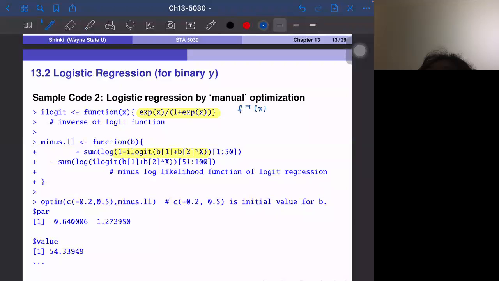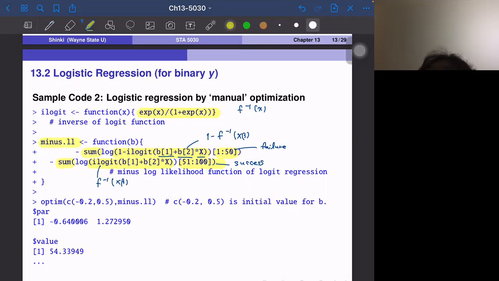So yeah, you can see that this part is 1 minus f inverse of x beta. So that is beta naught plus beta 1 times x. So here beta naught is b of 1 and beta 1 is b of 2. Then actually the first 50 observations are failures. So we calculate 1 minus this and take summation. And for the success cases, we just use f inverse of x beta as the likelihood. This is failure, and the last 50 observations are success. So we take summation for both.